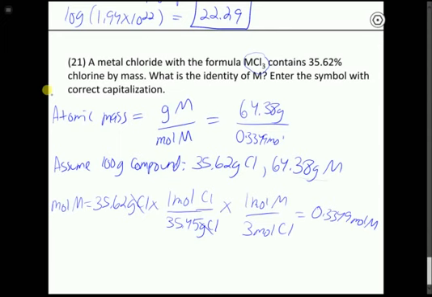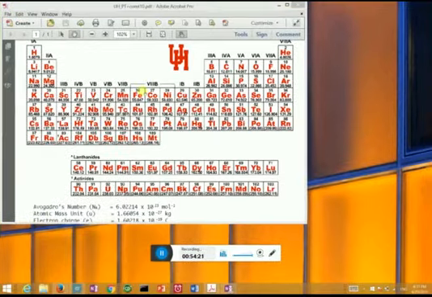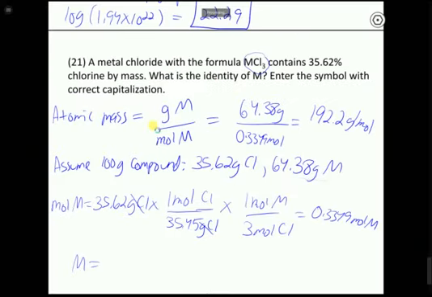And if we divide the two, we'll get the atomic mass in grams per mole. And so we have to then go to the periodic table and figure out which element has an atomic mass close to 192.2. We search through the transition elements, which is where they are, and we get iridium is exactly 192.2. So our metal here is iridium.